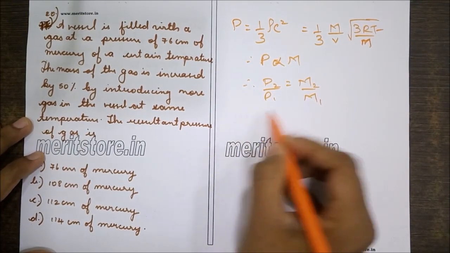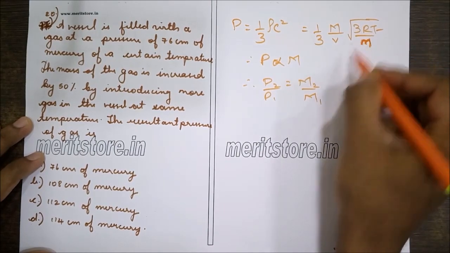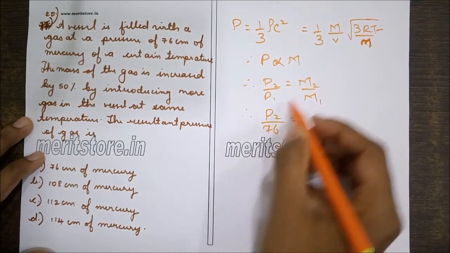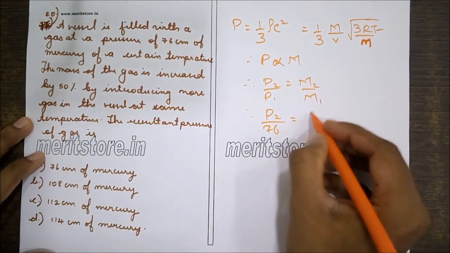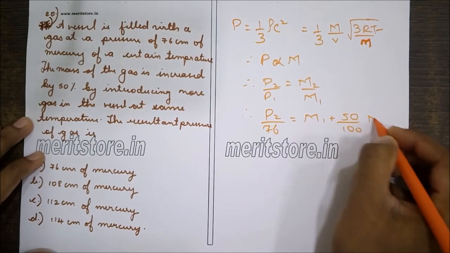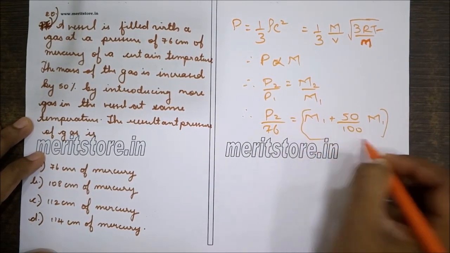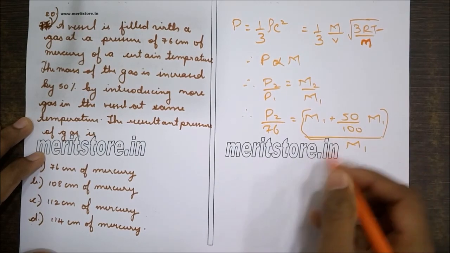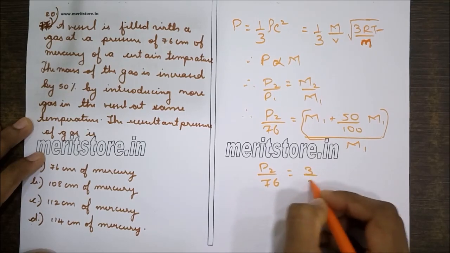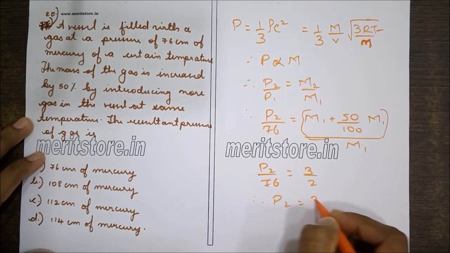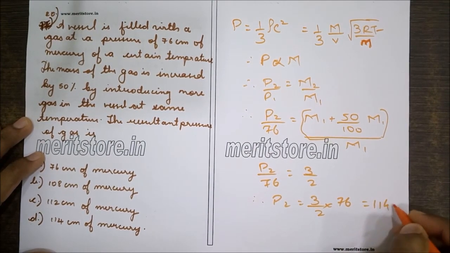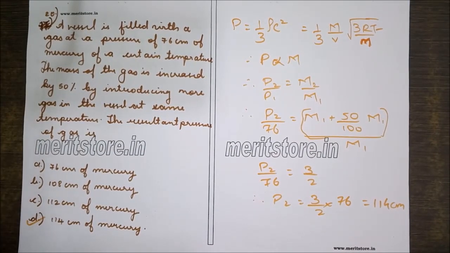So now this is the mass of the gas and not the molecular weight. So therefore P2 upon P1 is given as 76 and M2 is 50% extra. So let's say M1 plus 50% of M1 upon M1. So solving this, P2 upon 76 is equal to 3 upon 2. So P2 would be 3 upon 2 times 76. So that comes out as 114 centimeters. Hence option D is the correct answer.